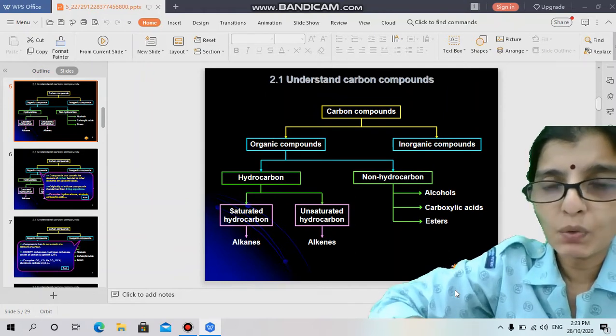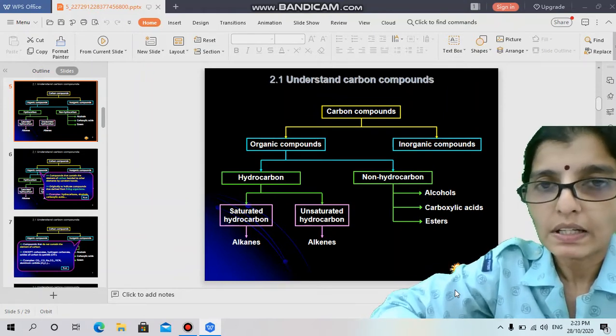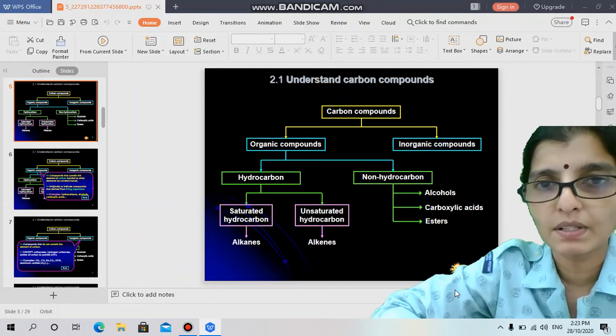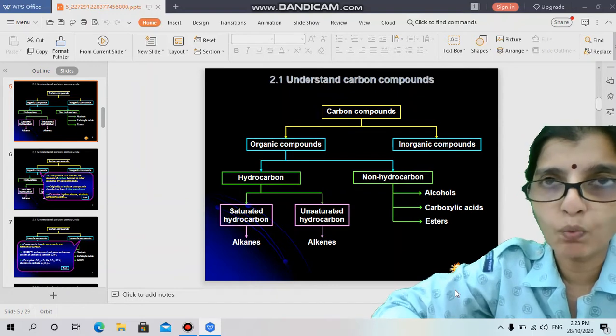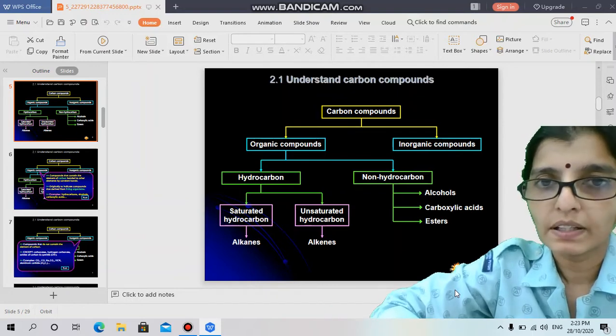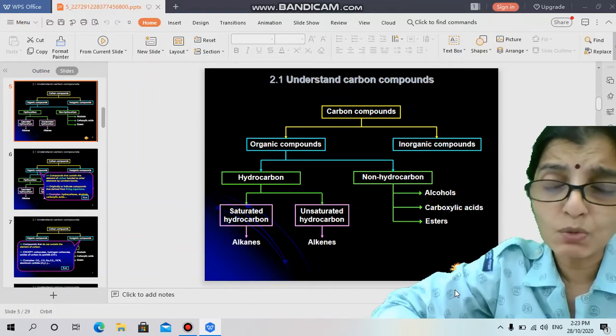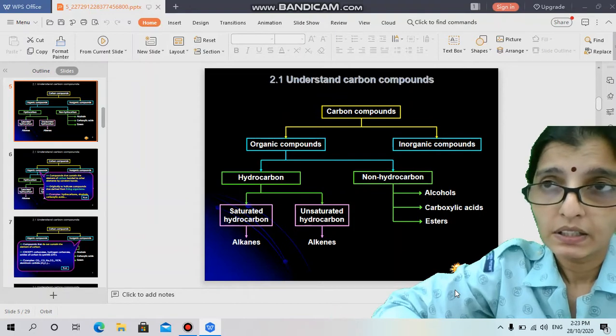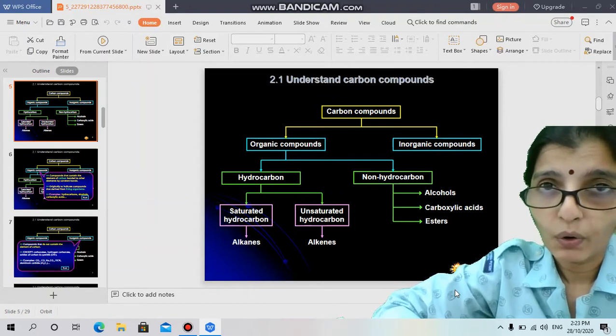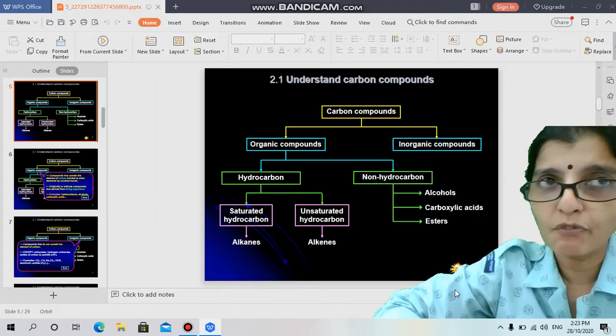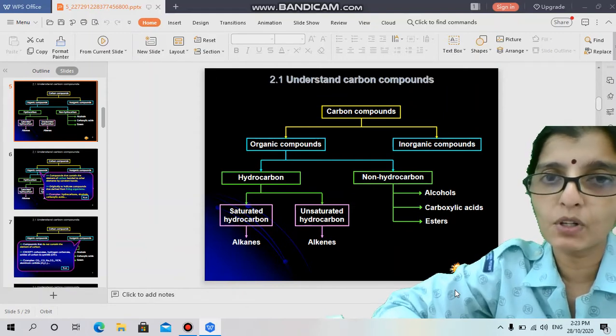Okay, now actually, what are carbon compounds? Carbon compounds are compounds that consist of carbon elements. So at least there must be one carbon element present in carbon compounds. Carbon is one of the most abundant elements on Earth. So that's why we have a lot of carbon compounds.